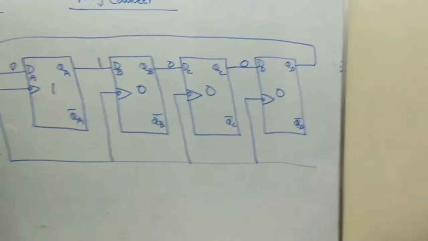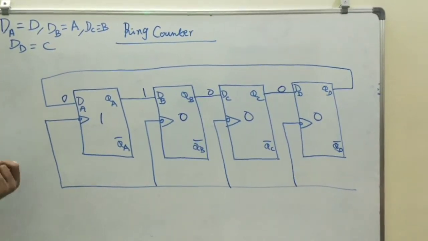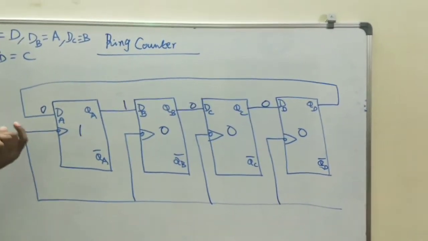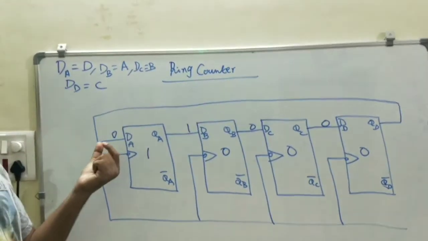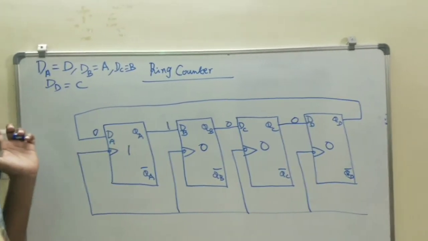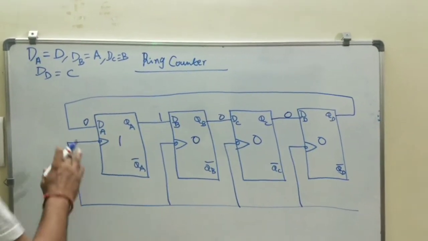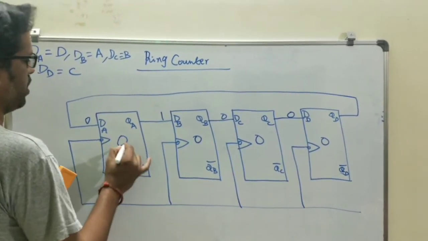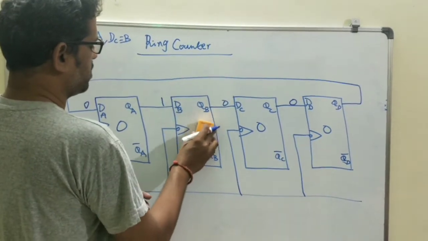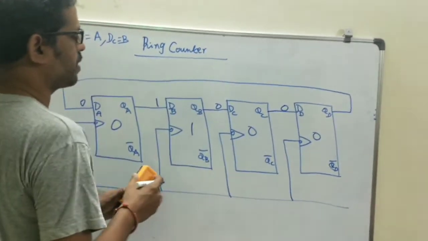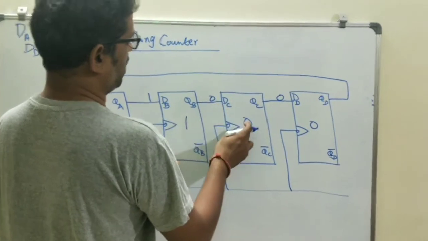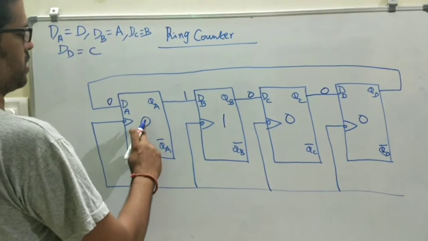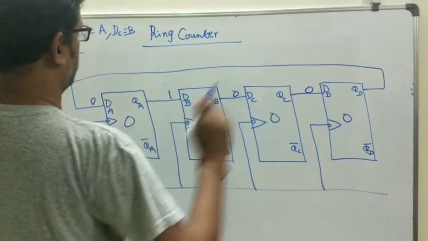Now, if you apply the clock pulse, we know that the D flip-flop is very straightforward. If the input is 0, it will accept 0 as it is. If the input is 1, the 1 would be accepted by the flip-flop. So while applying the clock pulse, the value will be 0 here, this 1 will be entering the flip-flop, and 0 will be stored here. So it has moved on to the next state, 0 1 0 0.